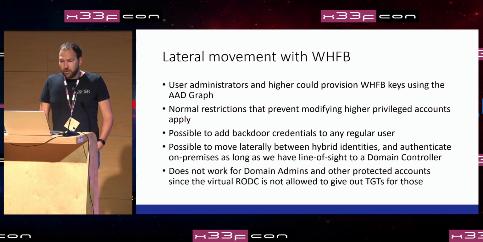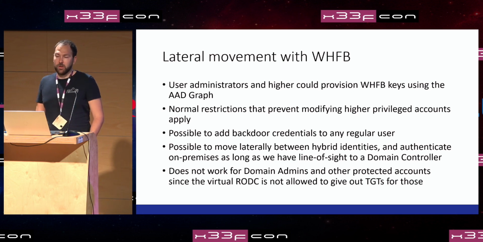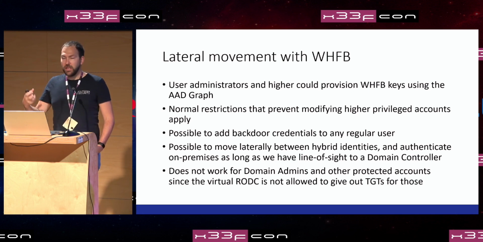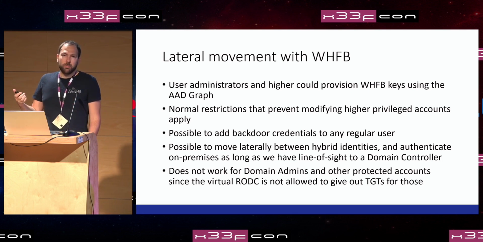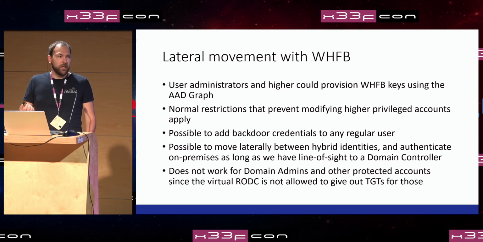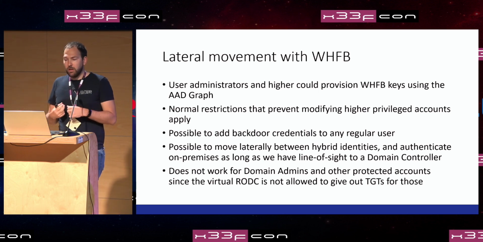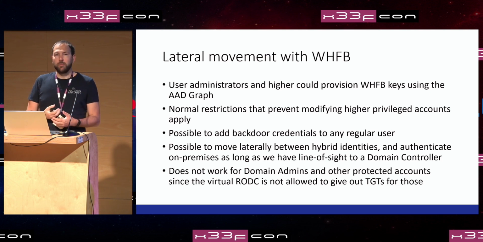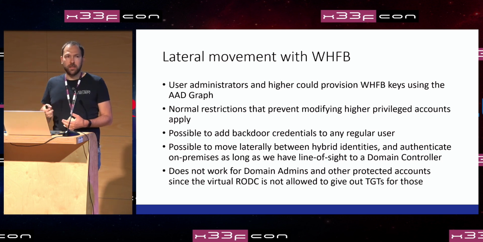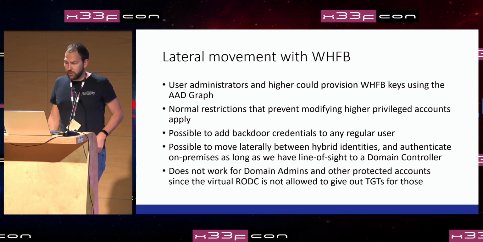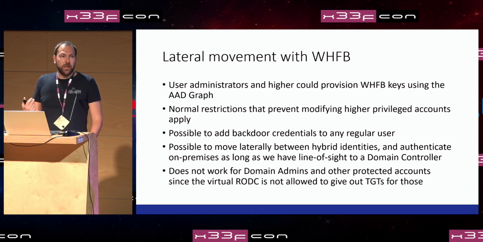But basically, this allowed some interesting properties. Because user administrators or higher roles could provision keys on other users, it was possible to move laterally if you have admin privileges in Azure AD. There are some restrictions that apply, so Azure AD is quite strict on which admin roles can modify other users, but any non-protected user was basically vulnerable to this. So if you had access to a user administrator account, you could provision keys on any other user and authenticate as them. And it's also possible in this way to move between hybrid identities.